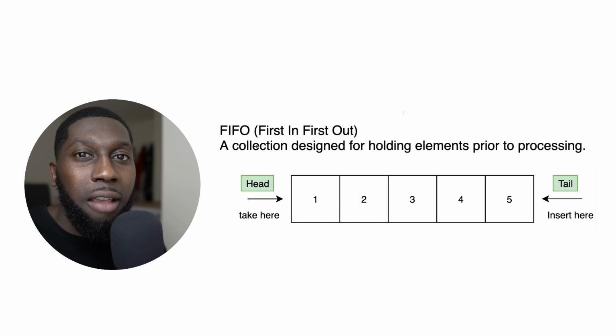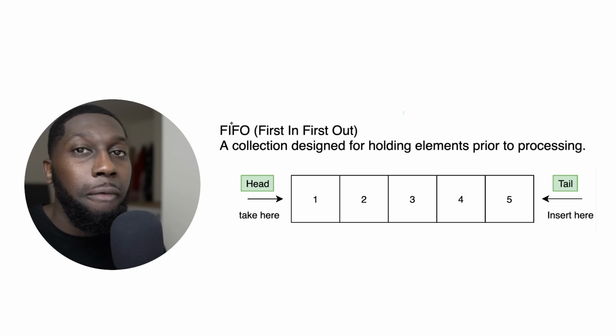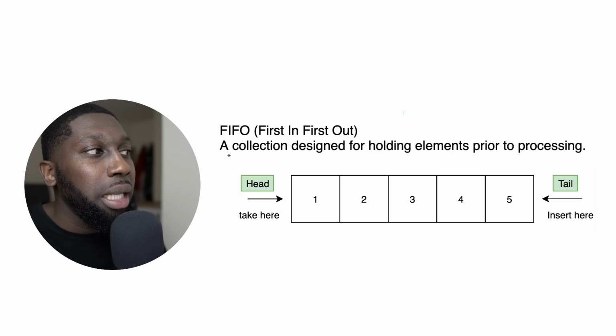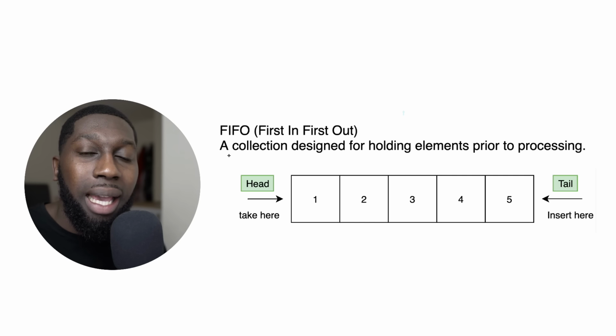So as you saw with the stack, it follows last in, first out, whereas a queue follows first in, first out. Basically, it's a collection designed for holding elements prior to processing.